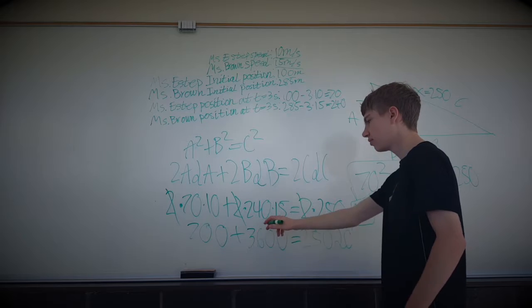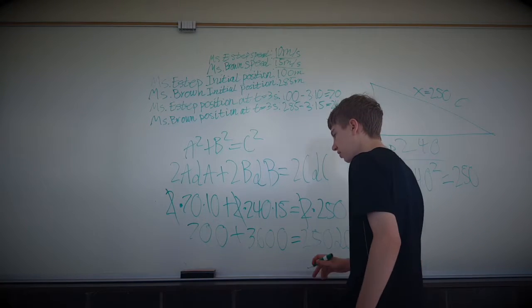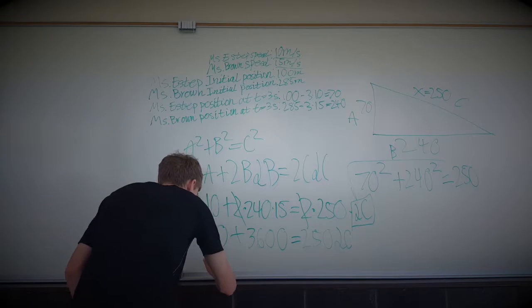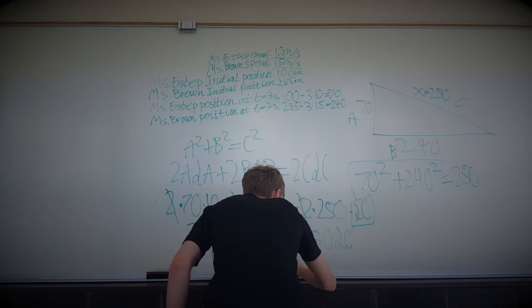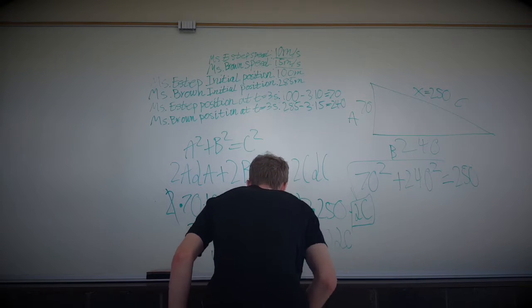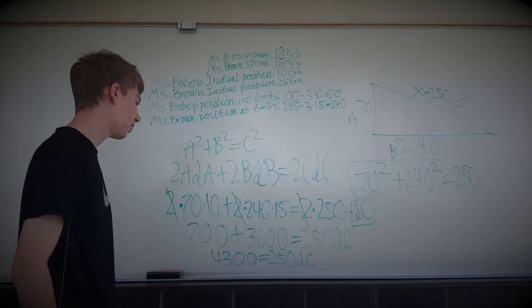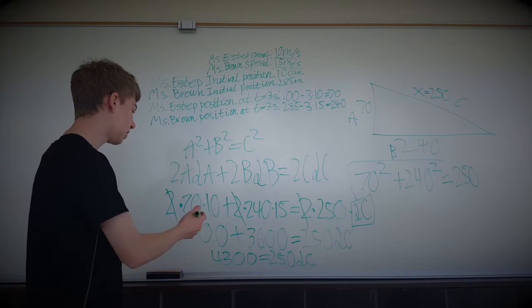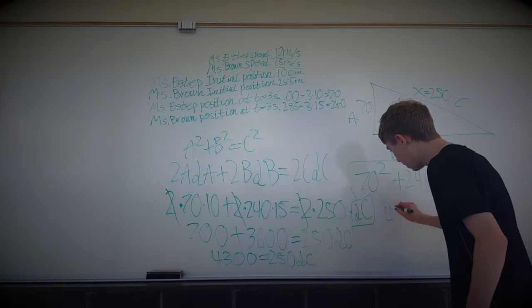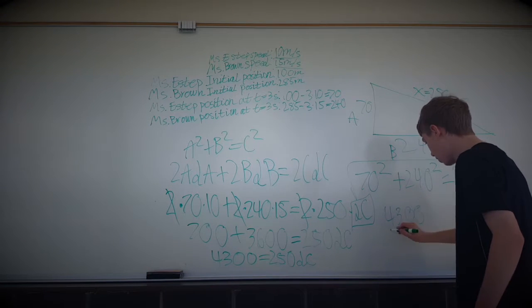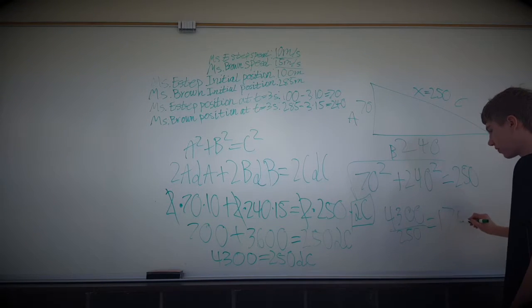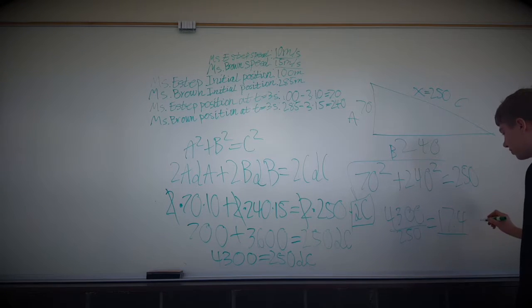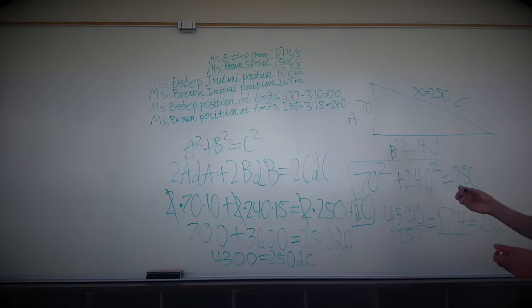So then we can add together 700 and 3,600. So that is equal to 4,300. So 4,300 equals 250 dC. Now, we just need to solve this equation and we get dC. So 4,300 over 250 is equal to about 17.4. So dC is equal to about 17.4. And we've solved our problem.